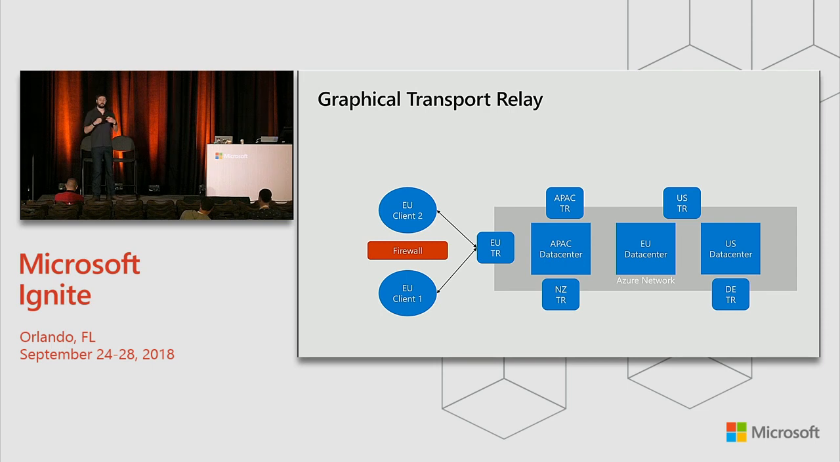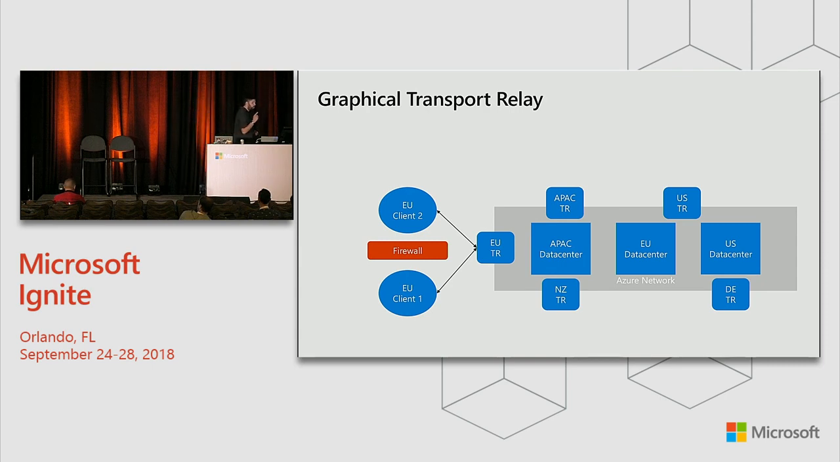One other major advantage that has, because we own that network and we can essentially put stuff wherever we like, what we've done is we've placed a bunch of transport relays throughout the world. So in the example that I have here, we have transport relay on all the edges of our Azure network. So we have them in the EU, in APAC, in the US, in Germany, in New Zealand, and those are just some examples. They're all over the world.